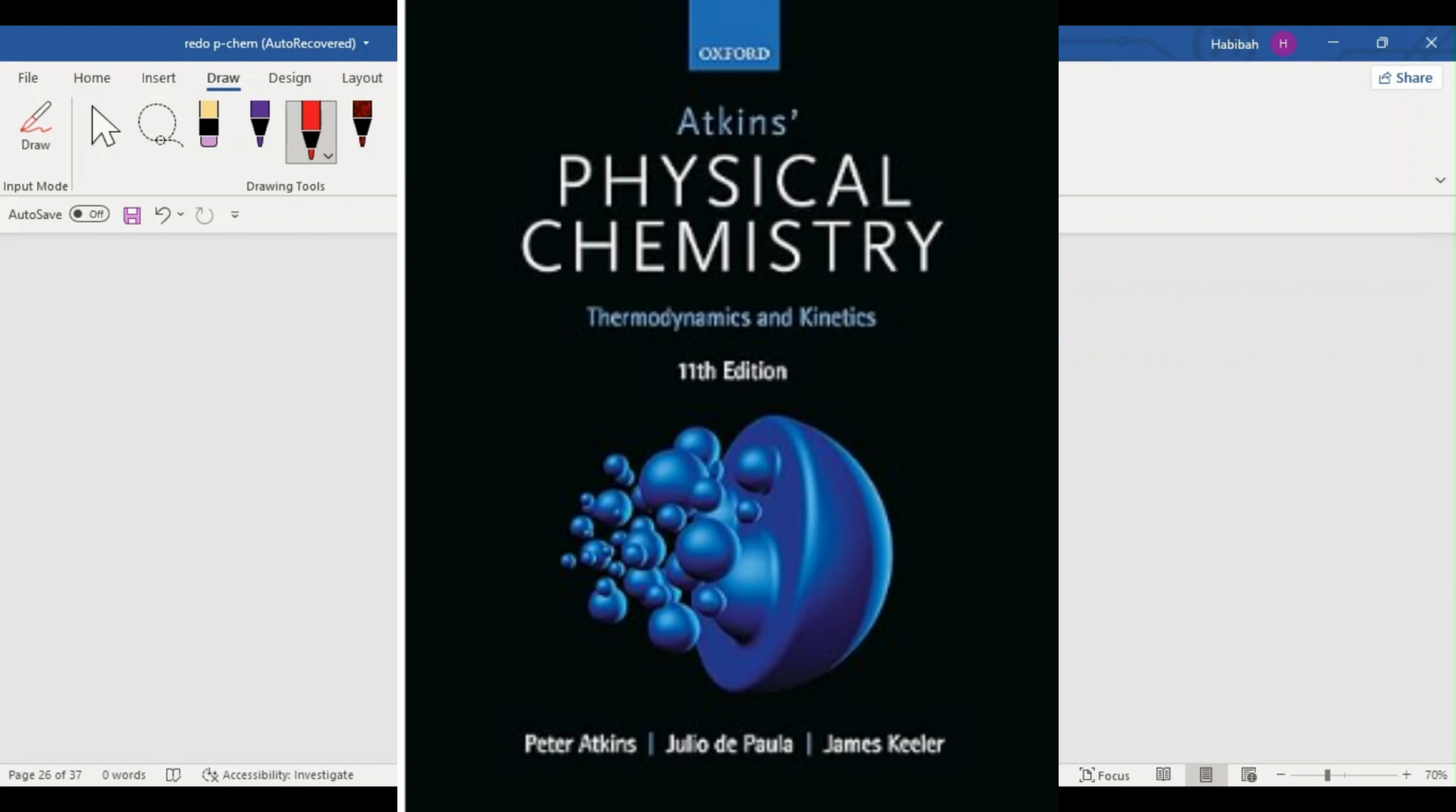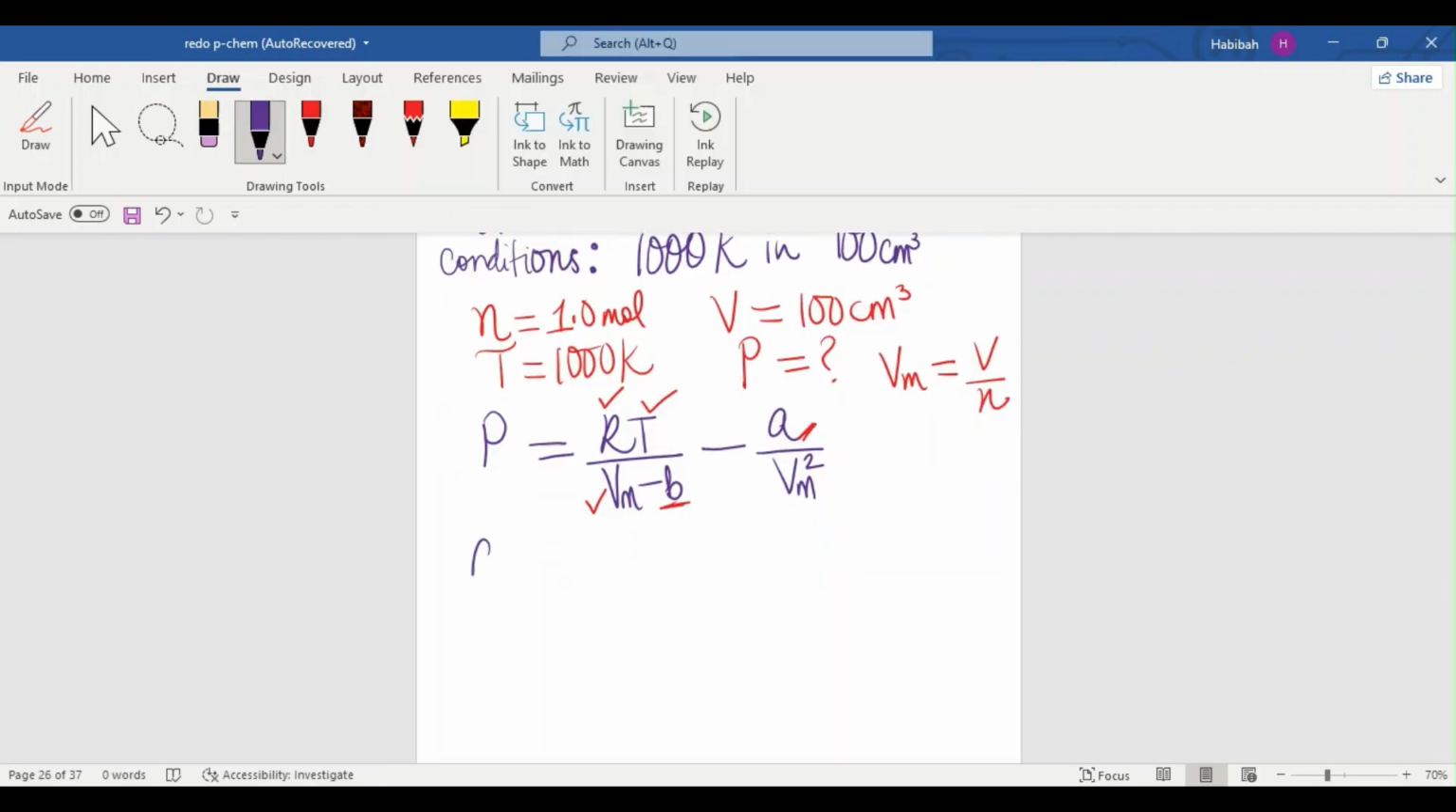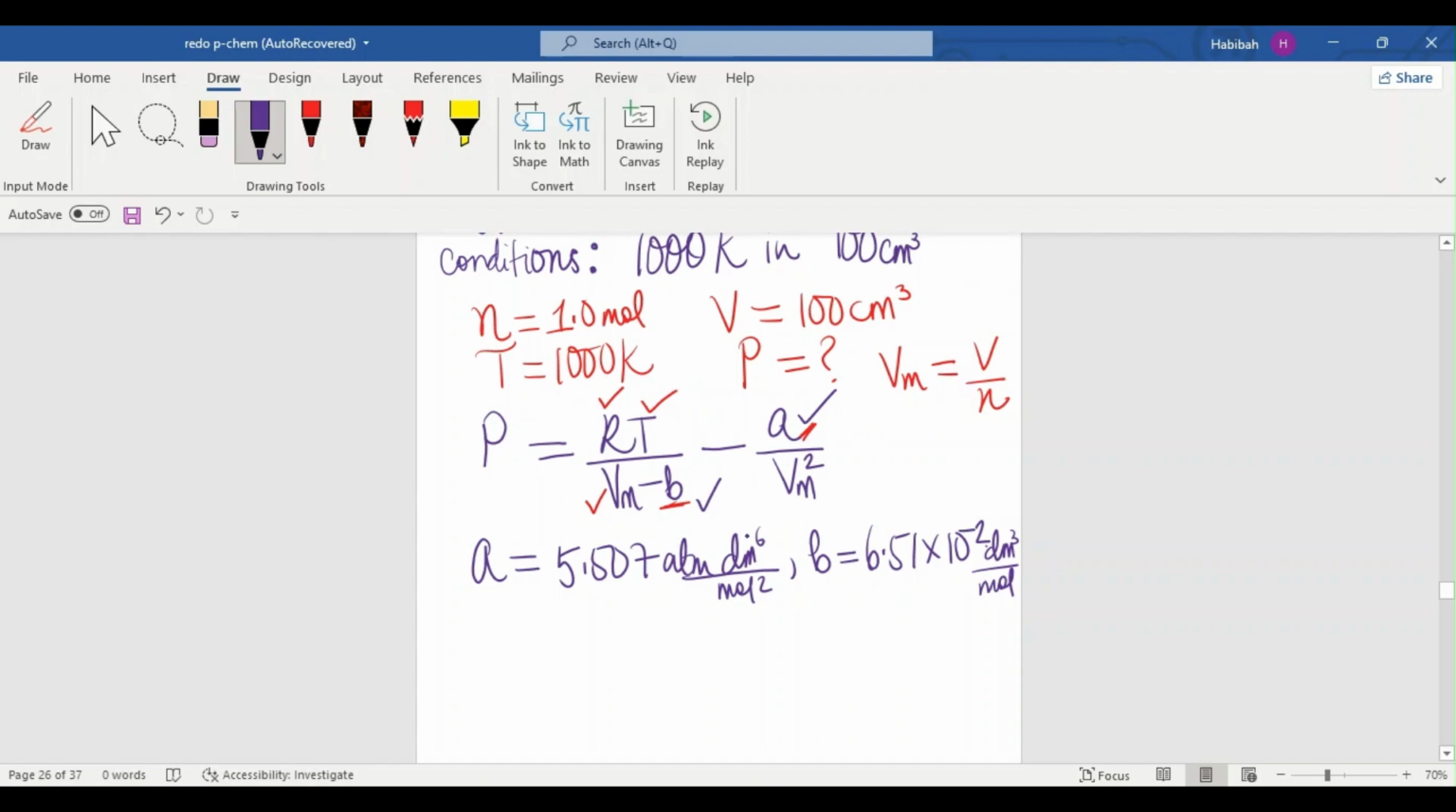So the value for the van der Waals parameter A is equal to 5.507 atmosphere dm raised to the power of 6 per mole squared, and then the value for B is simply 6.51 times 10 to the power of negative 2 dm cube per mole. So yeah, that's it. Now we have A, thank God, and we also have B.